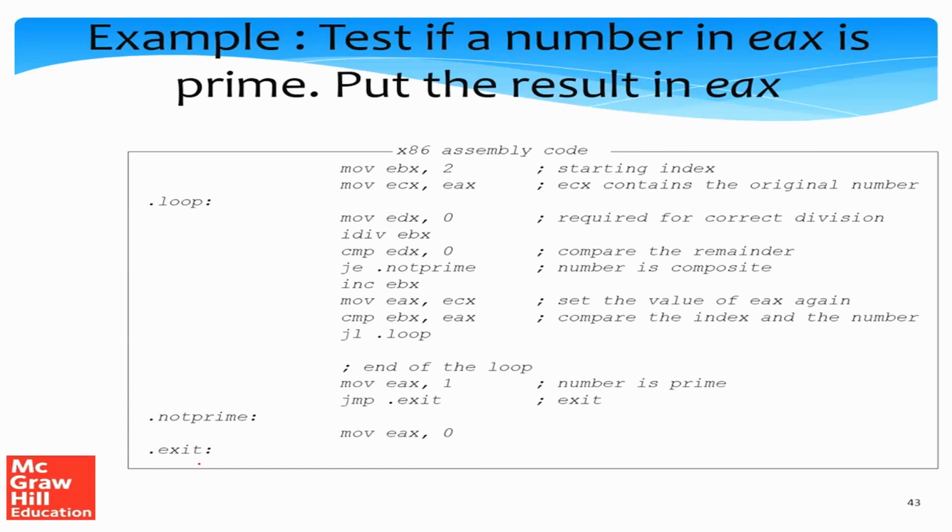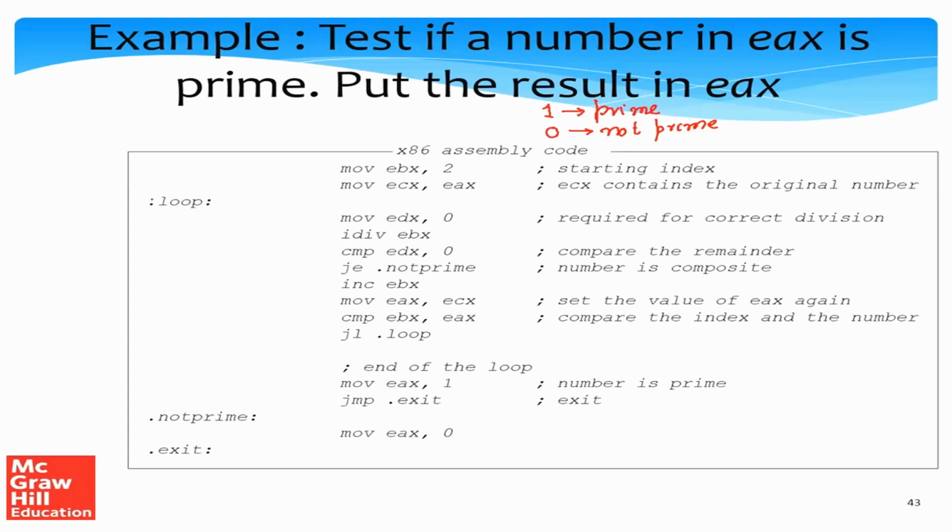So the example here is to test if a number in EAX is prime, and put the result back in EAX. So what is the result typically? It's a Boolean result. If the number is prime, you put 1. 1 indicates that the number is prime, and 0 indicates that the number is not prime. So that's a Boolean result. All right, so what do we do?